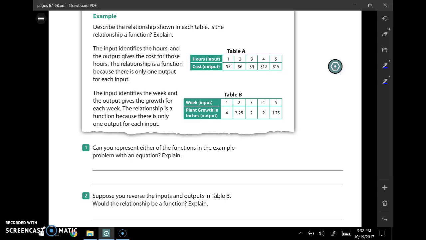Alright guys, so I just want to work through pages 67 and 68 for the homework. I'm also going to post the answer key in case you want to double check. So let's jump right in.